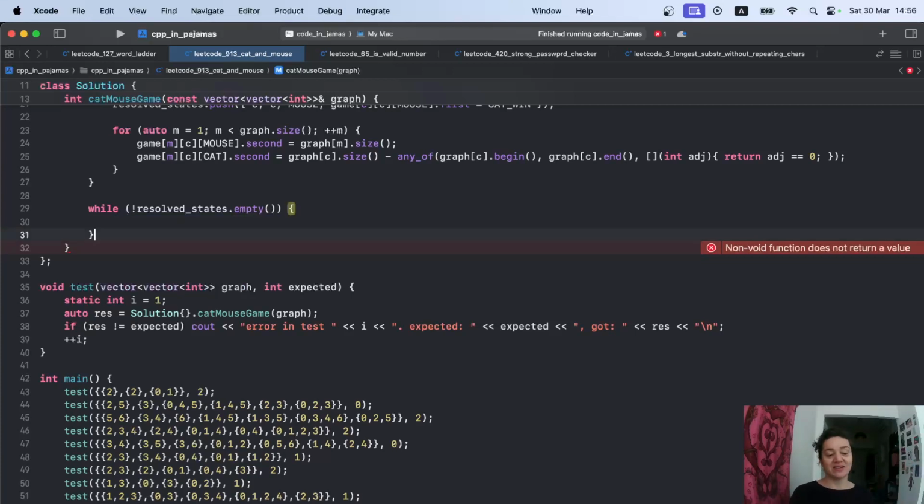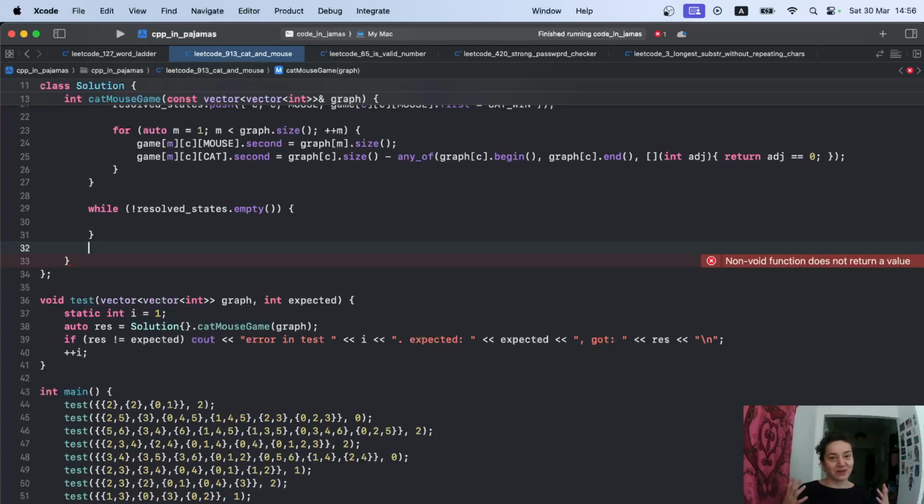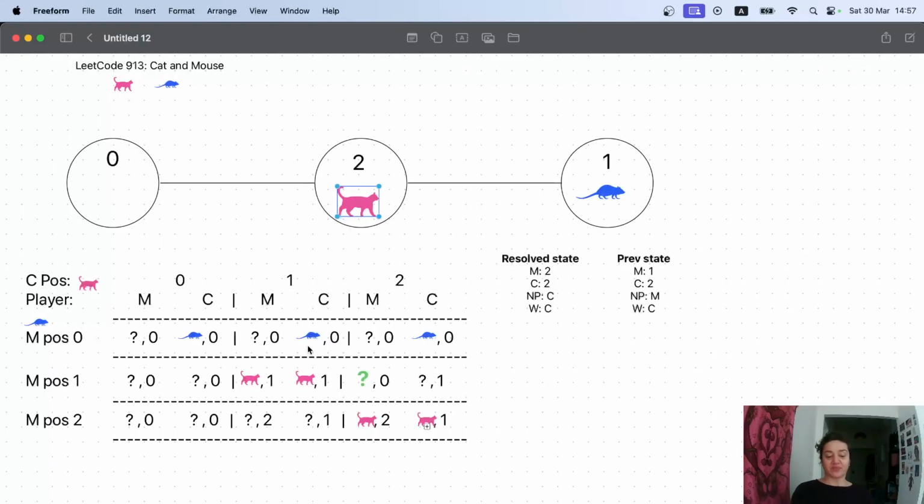This means that if we're out of this loop and we haven't returned an answer, it means we could not deduce a winner for our goal state, and there's nothing more to deduce from, no more resolved states. And if we could not deduce for our goal state, then it's a draw. Now let's try to understand why this would happen. Well, let's look here again, in our matrix, there's one piece of information we're not holding.